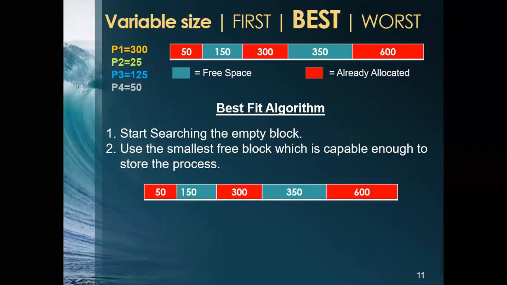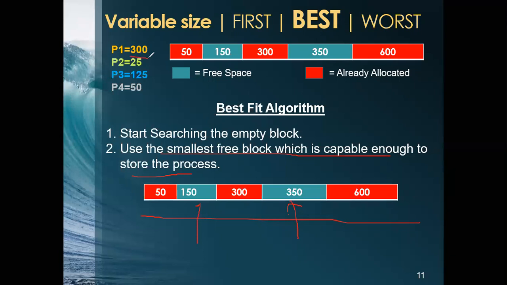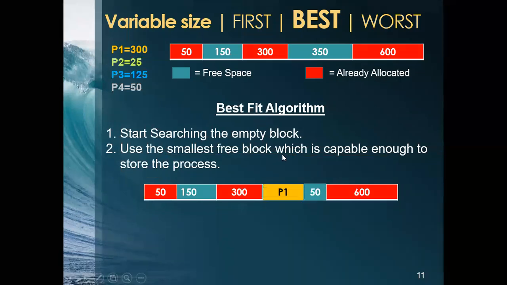Now let's go for the next one, the best fit algorithm. The best fit algorithm has a better intention in mind: we are trying to make it more optimized. How? Instead of taking the first free space, let's first search all the spaces, and after searching all of them, use the smallest free block which is capable enough to store the process. Basically we have 150 here and 350 here. At first we need to store P1. Which one is enough to store P1? This one, right? So P1 will be stored here. For the first case, the second condition doesn't appear.